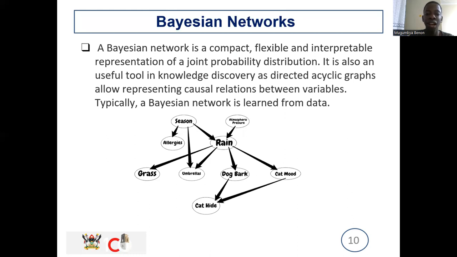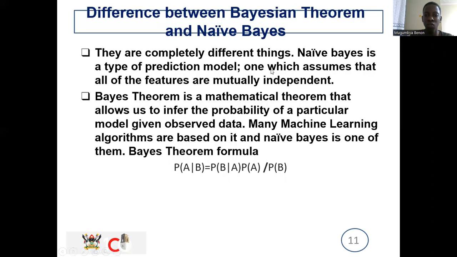Because the circles indicate the features, then the arrows indicate the dependency, which one is dependent on the other. Here, allergies are dependent on the season. Usually people get allergies depending on the season. Then of course, umbrellas are dependent on the season.